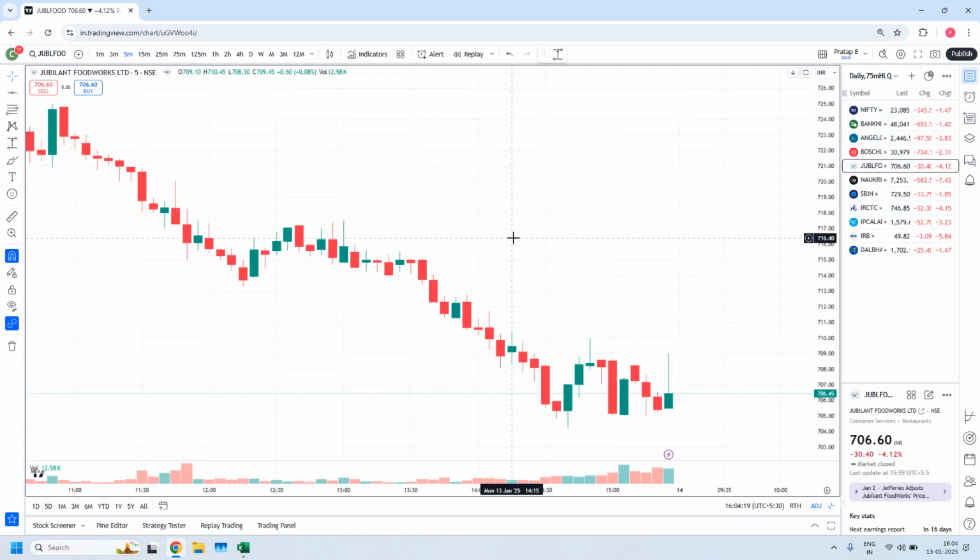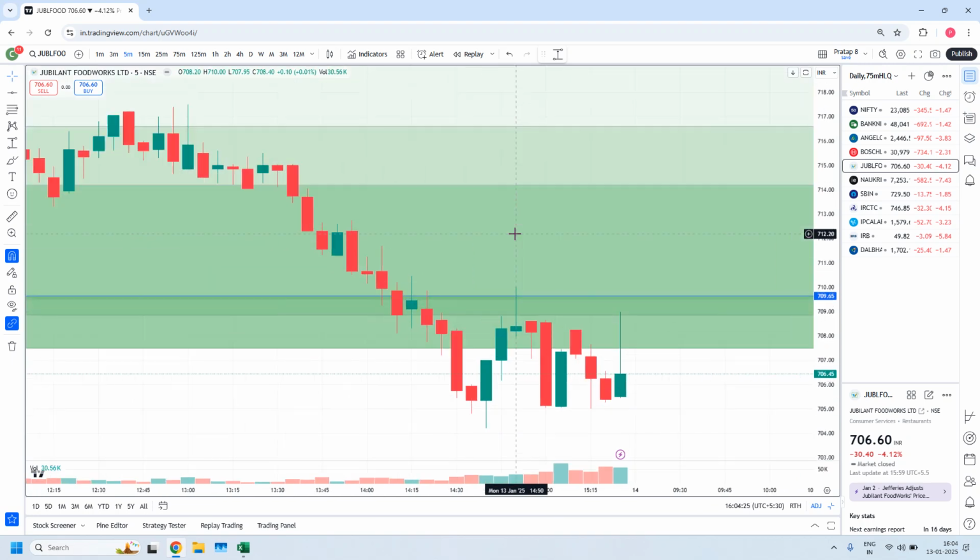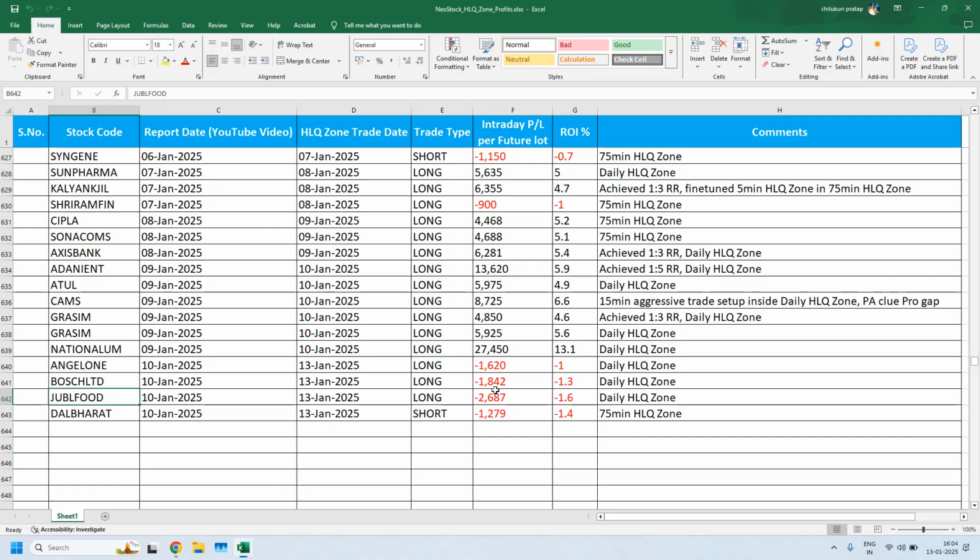Sorry, Zobliant Foods. And when this one entered into the zone, this is also at 2 o'clock 5 minutes. So all these happened during the last 1.5 hour of the market. That way you might not have taken the trades mostly, I'm hoping.